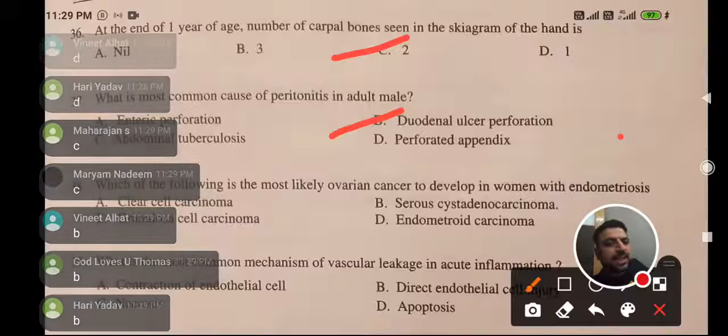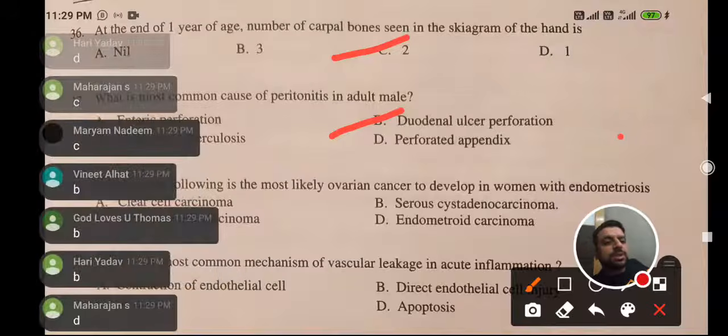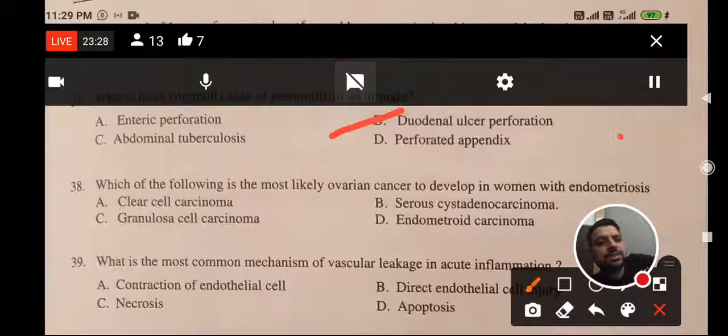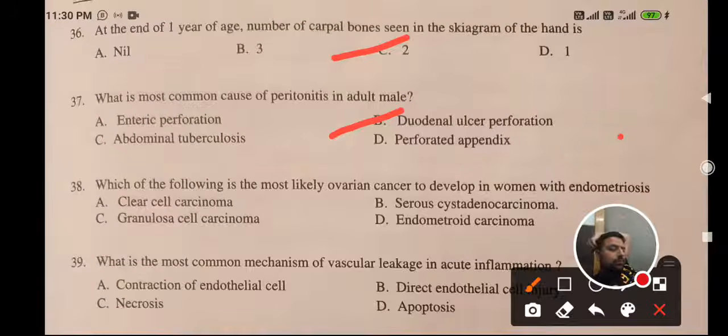Which of the following is the most likely ovarian cancer to develop in a woman with endometriosis? Clear cell carcinoma, serous cystadenocarcinoma. Which one is the best answer? Ovarian cancer developed in a woman with endometriosis. The answer is clear cell carcinoma.